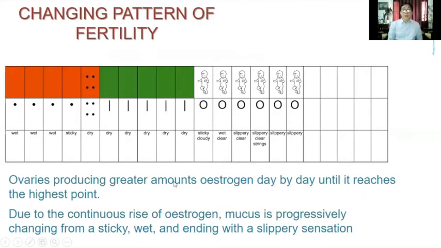Let's go to the chart again. Take note that the mucus is progressively changing. Look, it starts with a sticky, cloudy. It becomes wet, clear, slippery, clear. It ends with a slippery sensation. Ovaries are producing greater amounts of estrogen day by day until it reaches the highest point. The highest point is the day before ovulation. Due to the continuous rise of estrogen, mucus is progressively changing. From a sticky sensation, it will become wet sensation and end with a slippery sensation.